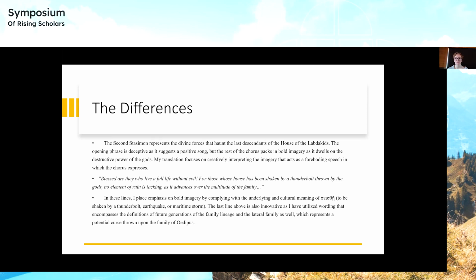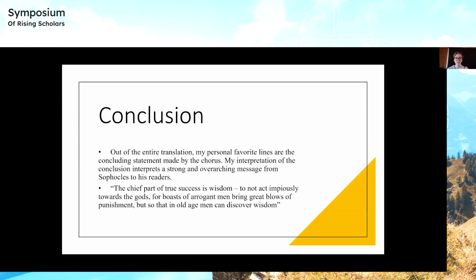In these lines, I place emphasis on bold imagery by complying with the underlying and cultural meaning of seiste, which means to be shaken by a thunderbolt, earthquake, or maritime storm. The last line above is also innovative, as I have utilized wording that encompasses the definitions of future generations of the family lineage and the lateral family as well. That goes back to the other play, Oedipus Rex, and how the misfortune falls on Oedipus as well as his descendants.